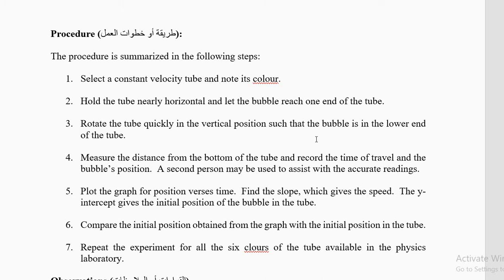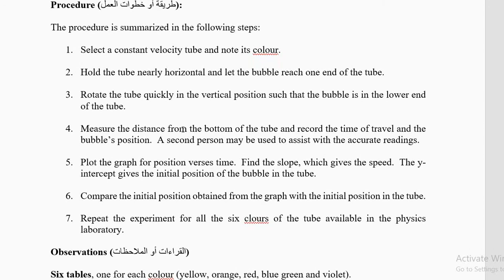After it has come to one end, you rotate the tube to a vertical position and at the same time start your watch and start measuring the distance at approximately 1 second. It can be 1.1 second or 1.2 seconds also. Measure the distance from the bottom of the tube and record the time of travel and the bubble's position. Sometimes two students have to do this together because the bubble moves fast.